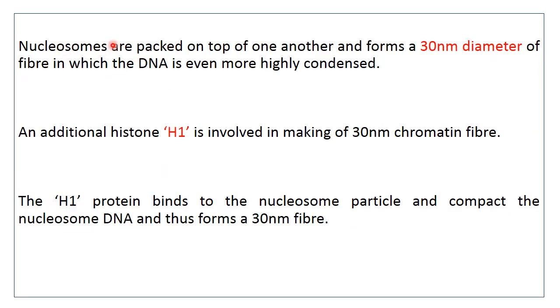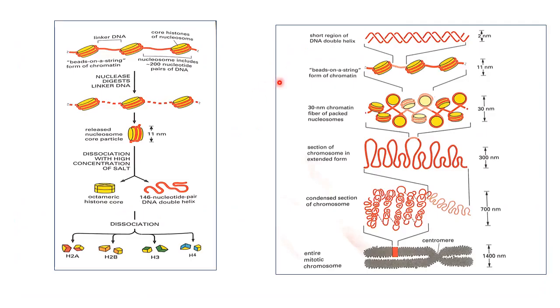The nucleosome core particle, that is only 11 nanometer in diameter, folds one over another and develops into a 30 nanometer diameter fiber, and an additional histone H1 protein is used in making the 30 nm chromatin fiber. The histone H1 protein binds the nucleosome particles and compacts them, and thus forms a 30 nanometer fiber. From these two figures it will be easy to understand what we have just discussed.